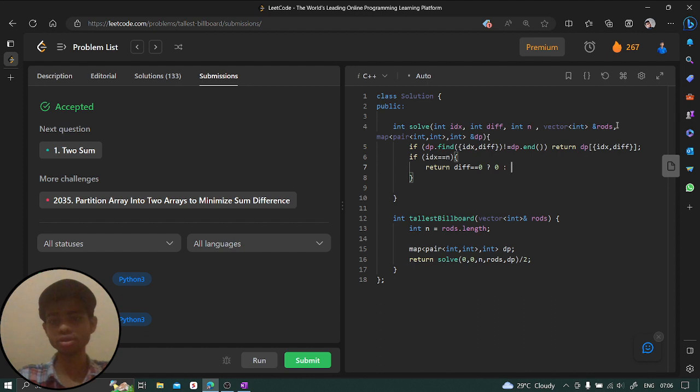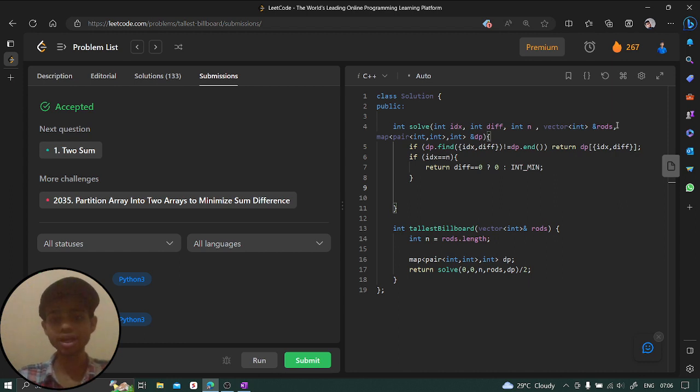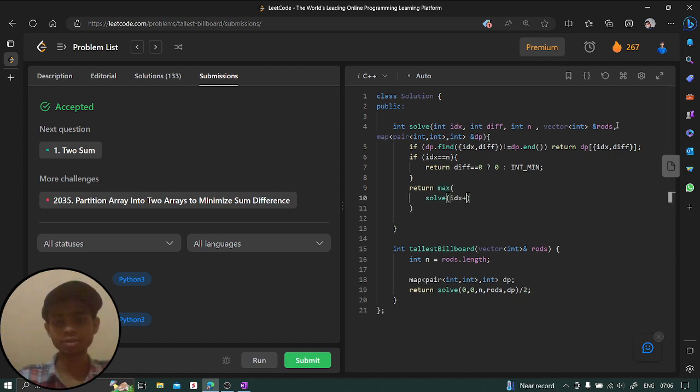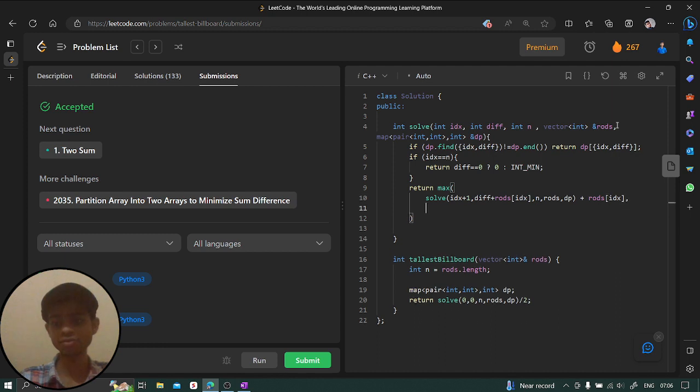Else what you are going to do, you are going to say return integer min, right? Fine. But if index is not equal to n, then we are going to return the maximum one, right? Return maximum. Here we can say first of all call this function solve index plus 1, difference plus this particular rows of that particular index, comma n comma rows comma dp, right? So here we are going to add this particular thing, rows of idx. So this is for the left support.